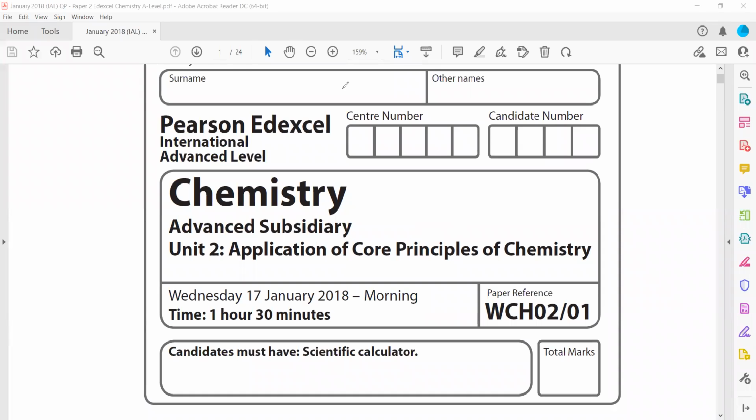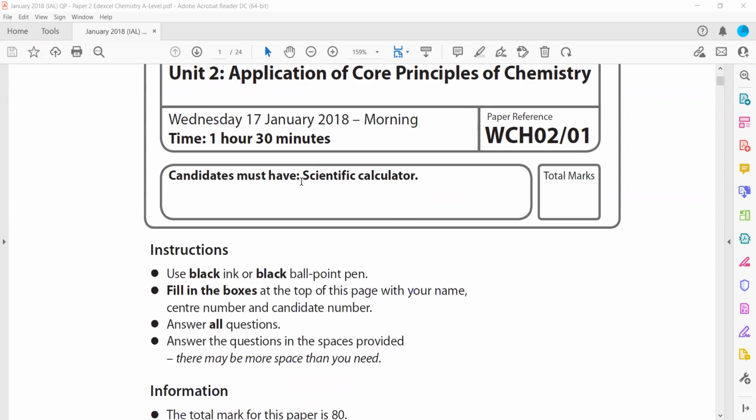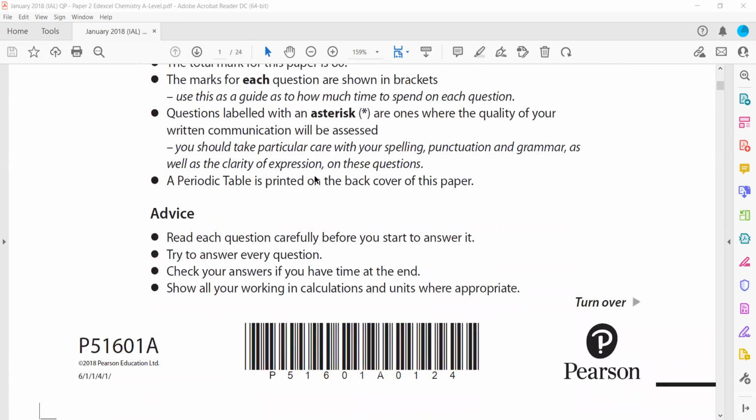So January 2018 paper 2. This is according to the old syllabus, because the new syllabus is WCH12, and the old syllabus is WCH02. But you will practice even the old and the new, both of them, to have a variety of the questions.